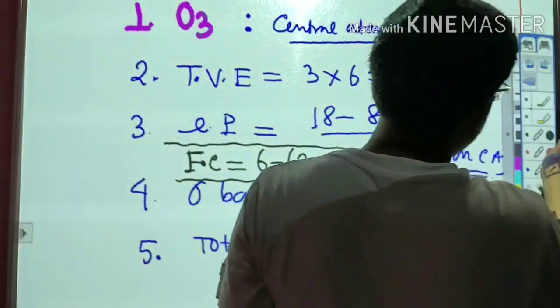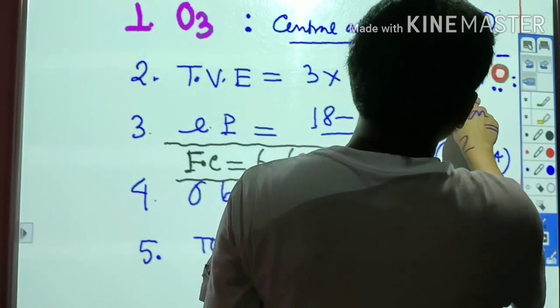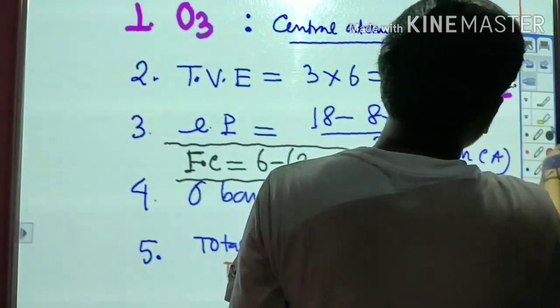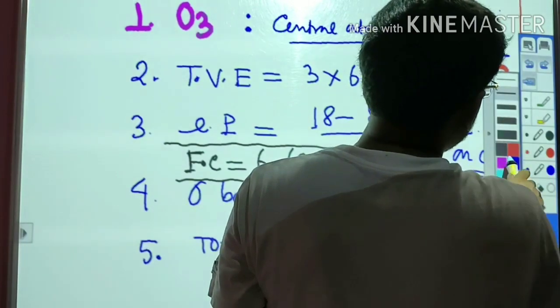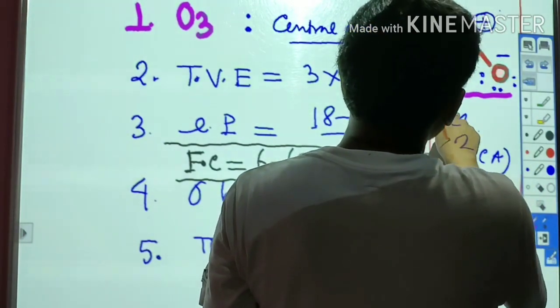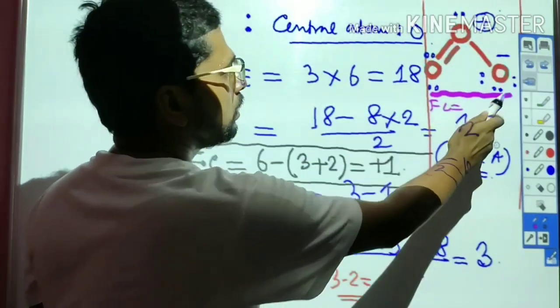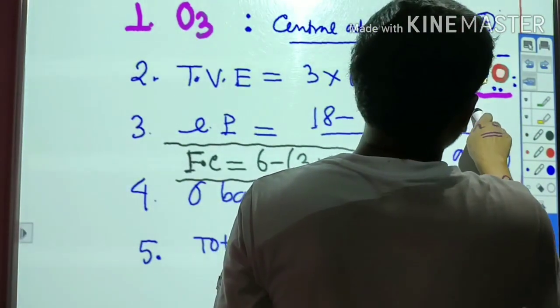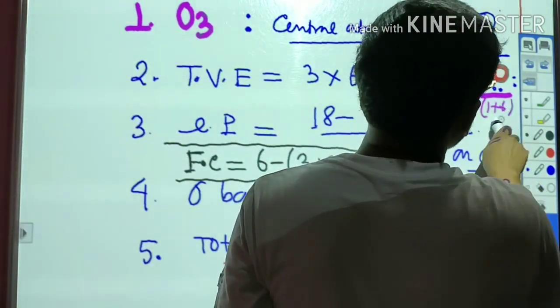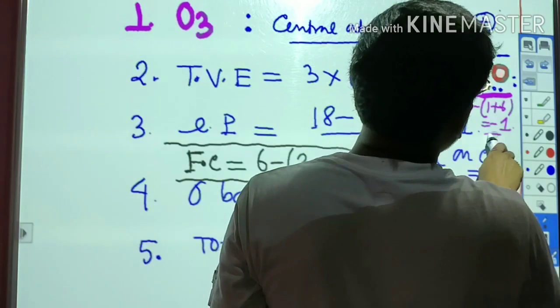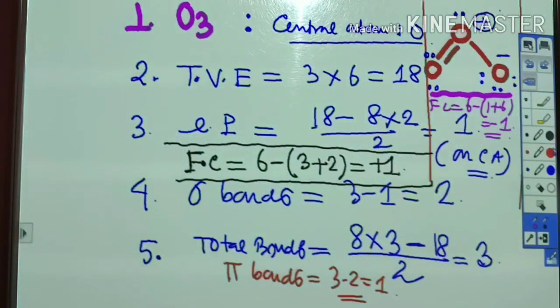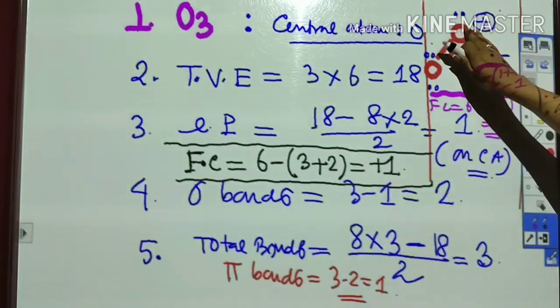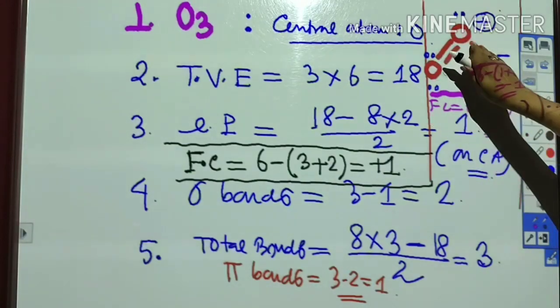This oxygen will have formal charge -1. How? Okay, let me show you that. Formal charge for this oxygen: 6 minus 1 plus 6. So that will give you -1. So this is the Lewis dot structure of O3.